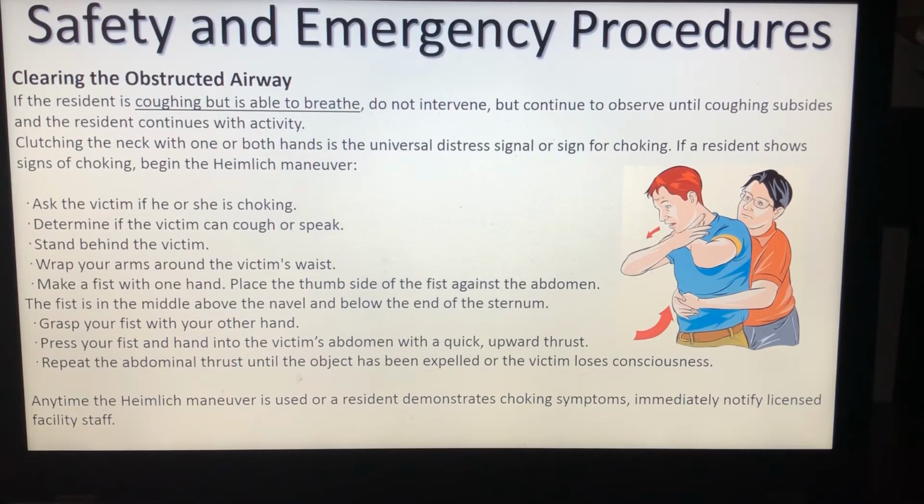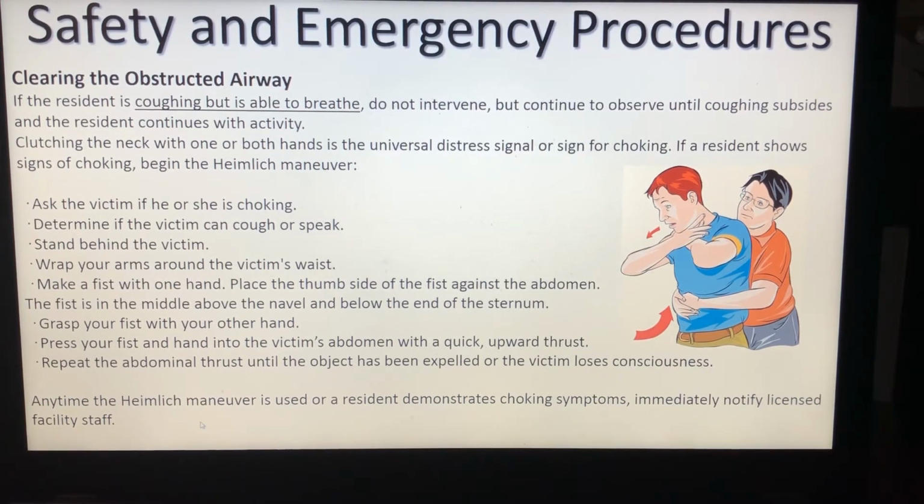So we're going to do that until the object has been expelled or the victim loses consciousness. While you're doing this, you're also going to be yelling out for help, if you're for some reason by yourself, to get someone in there to assist you. If the person loses consciousness, we would then start CPR, which you are not required to do. But if it gets to this point, we would want someone else there to assist us.